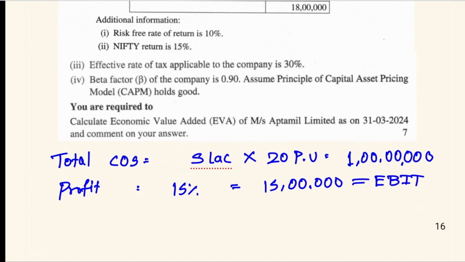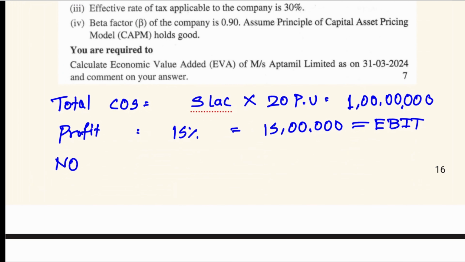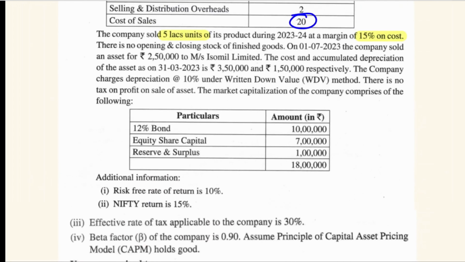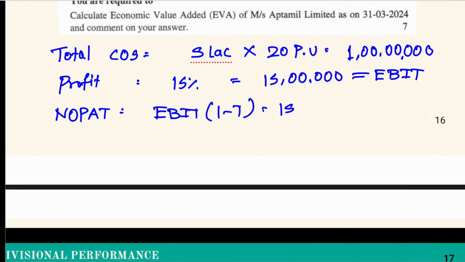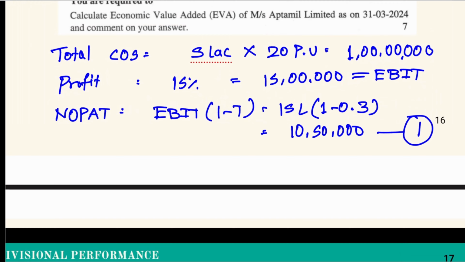Now I have to adjust for the tax. I will get NOPAT. So NOPAT is equal to EBIT into 1 minus tax. So we will see in the question whether the tax rate is given. Effective tax rate applicable to the company is 30%. So using this, we can calculate 15 lakh into 1 minus 0.3. This is equal to 10 lakh 50,000. So this is the first factor in our EVA formula. Now we have to calculate the second factor, which is the cost of capital employed.